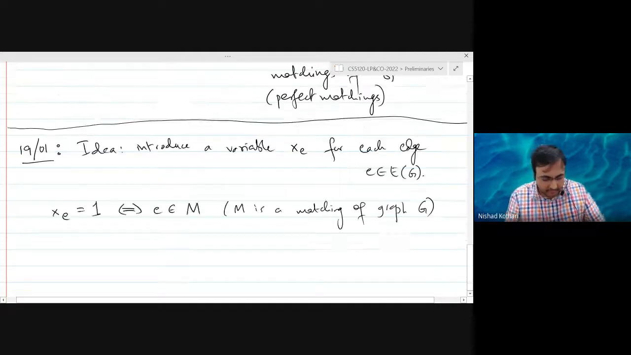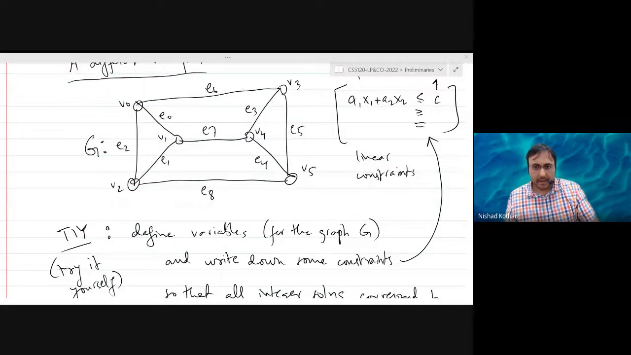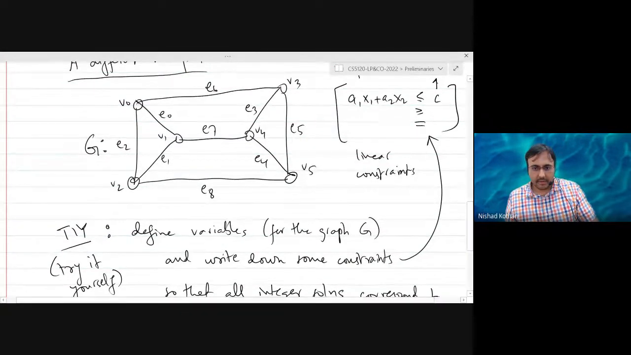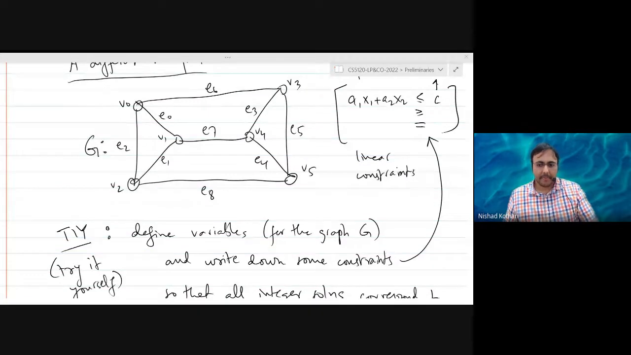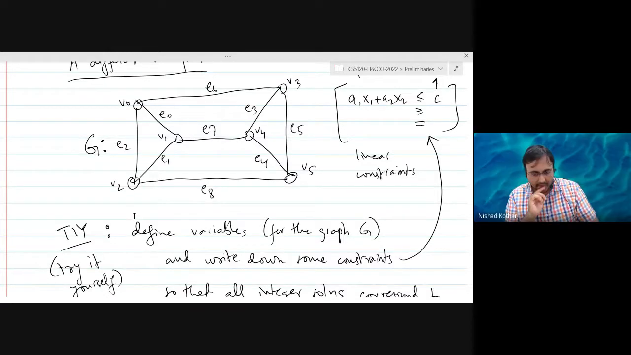So we have a variable for each edge, and we want to somehow make sure that all the solutions to the system we write down are going to correspond to matchings of the graph. Could we go ahead? We need to have this constraint that for a particular vertex, when we add the xe for all the edges that are incident on it, it must be one.